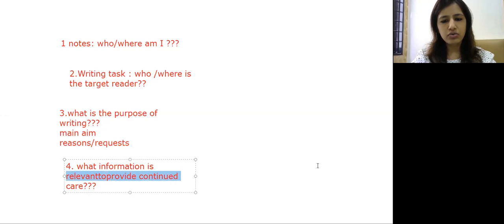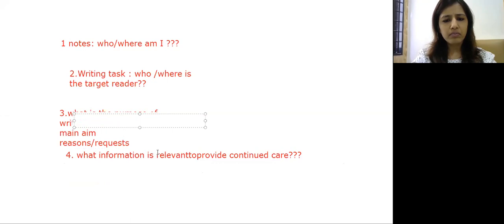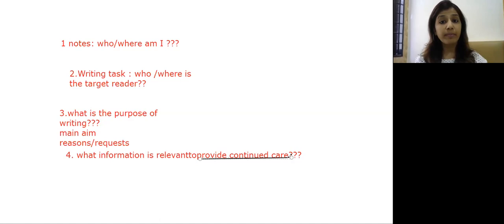So if someone is a nurse or a doctor, you may think that they need to know everything, right? But here you have to also think about the purpose of writing. What information they need to provide continued care, only that you need to include. So if they're a nurse or a doctor, probably you may think that they should know the whole medical history. But if the medical history has nothing to do with his current situation, if the medical history has no role to play in how he will be taken care of after his discharge, then that becomes irrelevant, right? So you'll have to take two things in mind. Who is the target reader and what is the purpose of writing? Based on that, you will be able to decide what information is relevant to provide continued care.